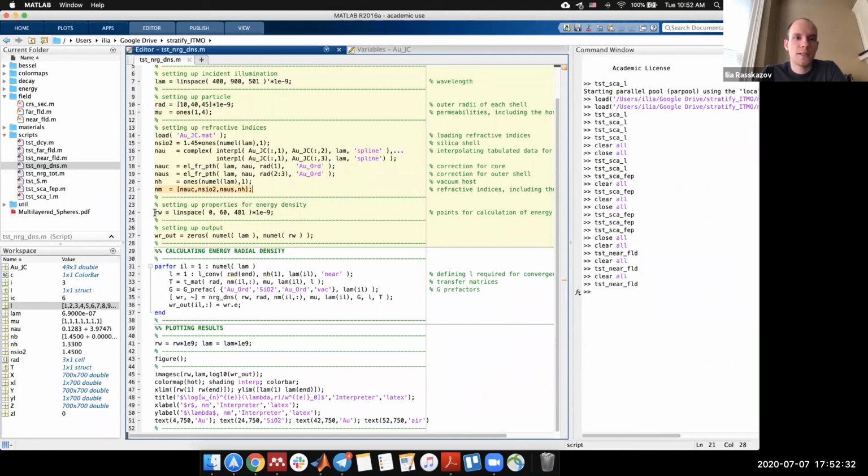So for the energy density, it's very interesting. I can calculate the energy at any particular point of the space, at any distance from the center. So for demonstration purposes, I'm going from 0 to 60 with some steps. I am allocating the outputs and then calculating the radial energy density. Here again, I'm creating the loop of the lambdas, trying to find the convergence criteria, calculating transfer matrices, calculating prefactors, some constants required to calculate the energy density, and writing down the output.